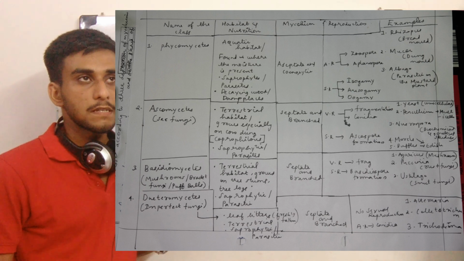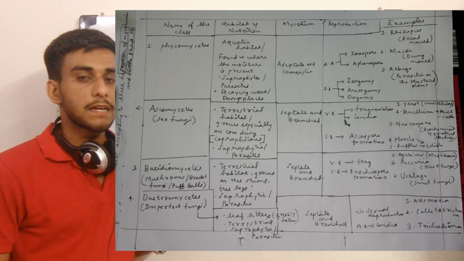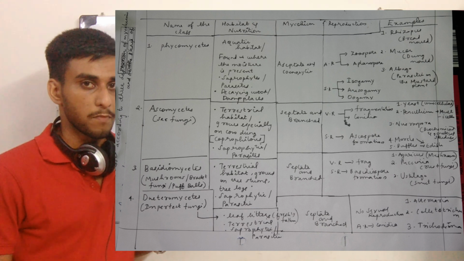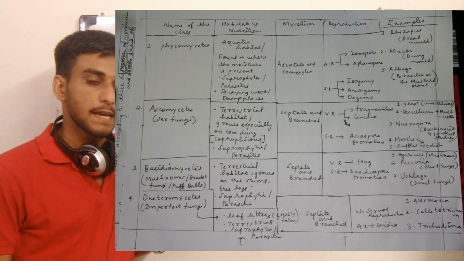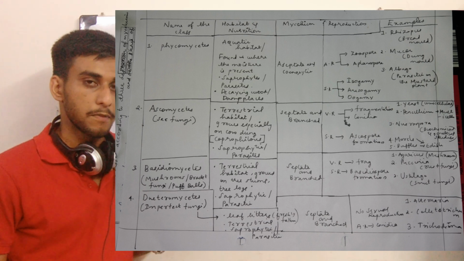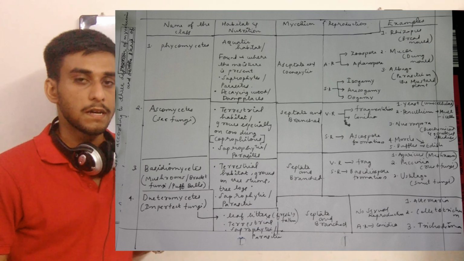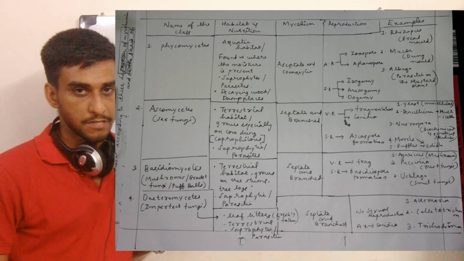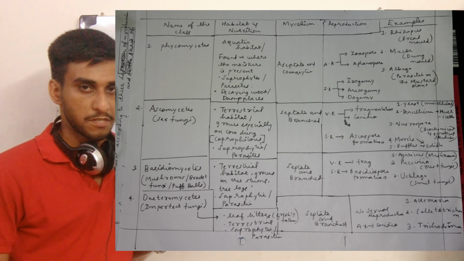So how does plasmogamy occur in Phycomycetes? Plasmogamy occurs mainly by two methods: planogametic copulation and gametangial contact. I didn't mention planogametic copulation earlier because it was not mentioned in your textbook, but I will say that they follow planogametic copulation and also gametangial contact. What is planogametic copulation?